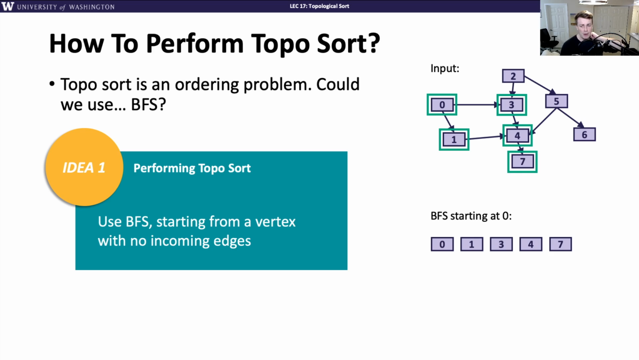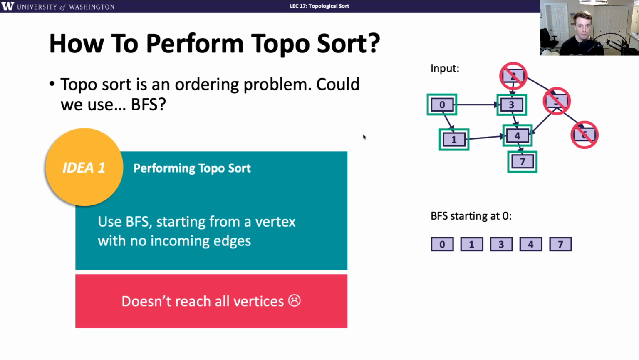And you might see already that this isn't going to quite work. Now, why might it not work? Well, it only explores the part of the graph that's reachable from 0. We didn't include 2, 5, and 6. And so we might need something else to help us figure out how to also include these other vertices. So this idea did not work.